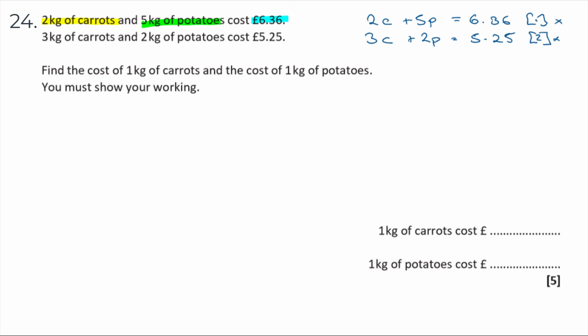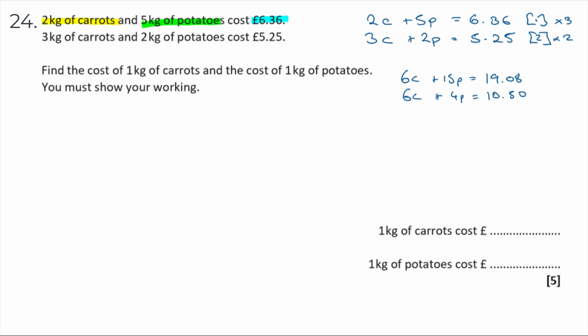So if I take this first one and multiply it by 3 and the second one and multiply it by 2, that's going to give me 3 lots of 2C is 6C, 3 lots of 5P is 15P, 3 lots of £6.36. What's that, calculator? 6.36 times 3. That comes out to be 19.08. Okay, so that's the first one. Second one, I'm going to multiply everything by 2. So 3C times 2 is 6C, 2P times 2 is 4P, and £5.25 times 2. I can cope with that in my head, that's £10.50.